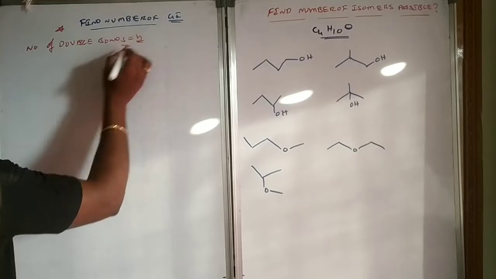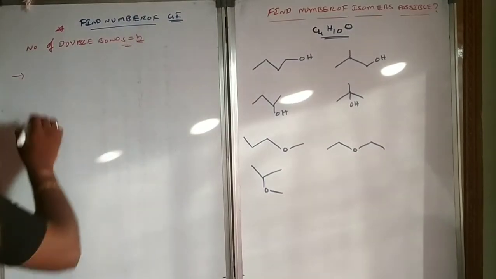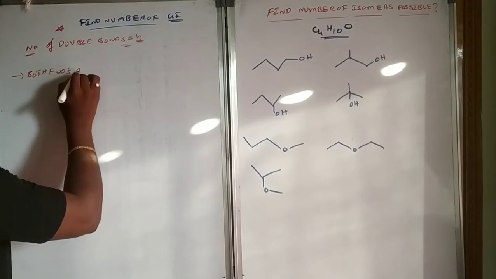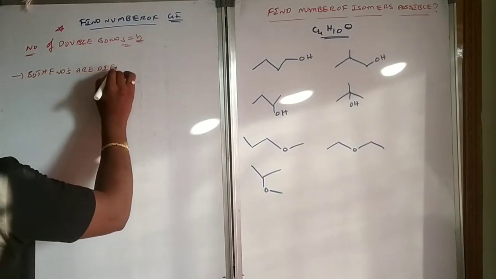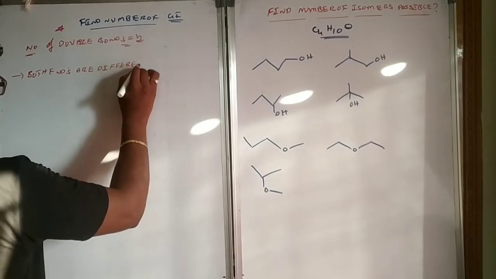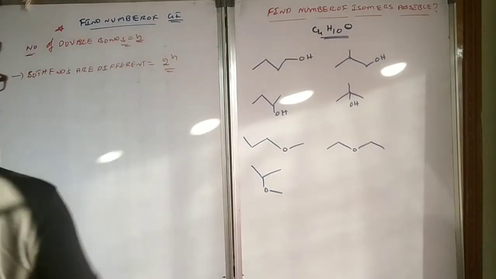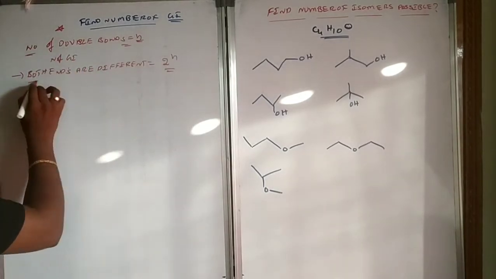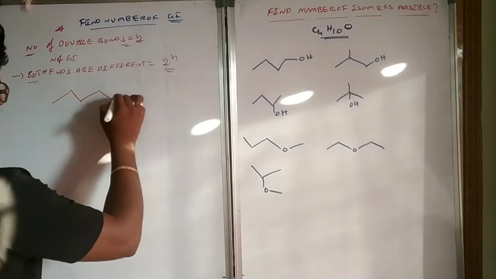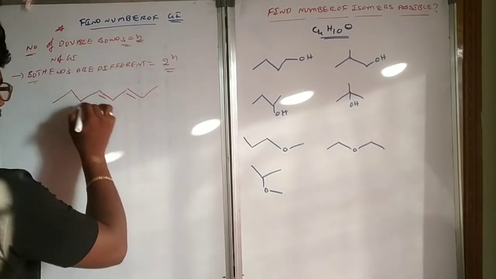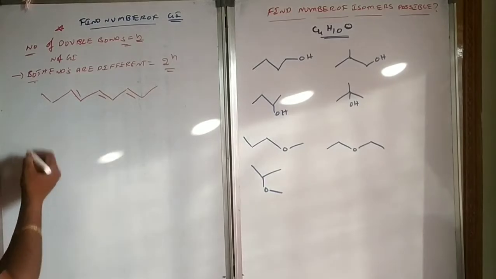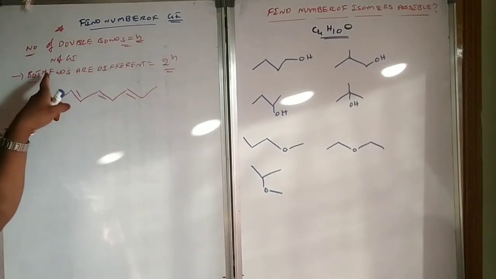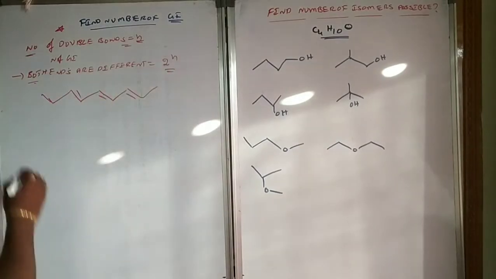If the number of double bonds is n, and both ends are different, then the number of isomers equals GI, which is 2 power n. So if you take this compound, this side has a methyl ending, here an ethyl ending, so both are different, so the number of GIs is equal to 2 power n.